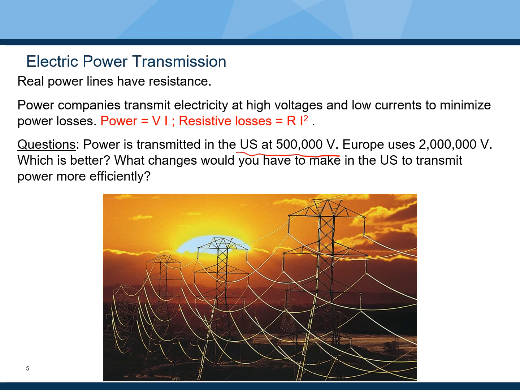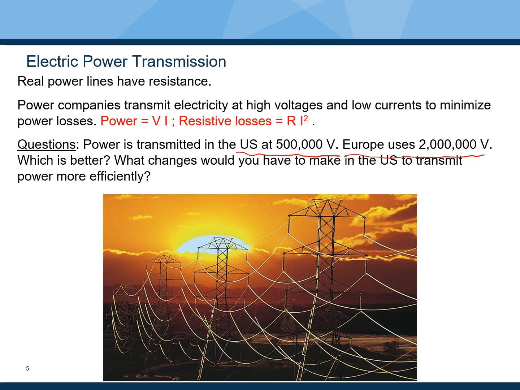So the bottom line is that in the US, these high tension lines which transmit power from the power stations to your home are rated at 500,000 volts. In Europe, the high tension power lines, which transmit energy from the power stations to the homes of the people, are rated at 2 million volts. Let's understand which is better and why.